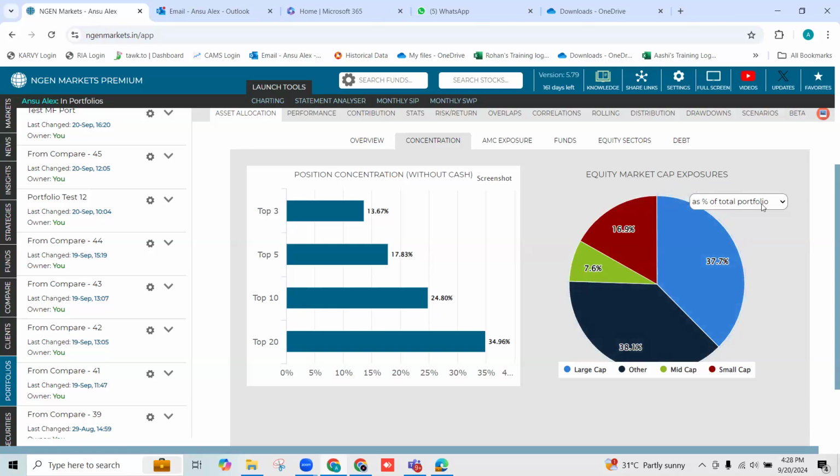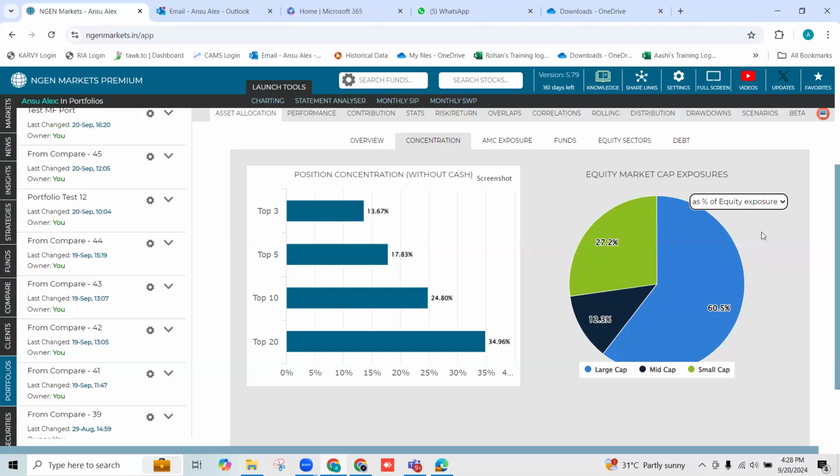Now, let's say you want to see this only as a percent of equity exposure, meaning we are rebasing the entire equity exposure to 100. Then how the split looks in terms of large, mid, and small cap is something that you could see right here. So this happens to be large to an extent of 60%, followed by small to an extent of 27%, and mid cap to an extent of 12%. This is when we consider the equity exposure to be at 100. So we have given that toggle option to view this exposure as a percent of total portfolio or as a percent of equity exposure.